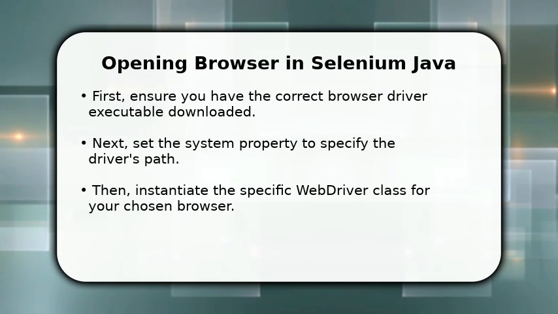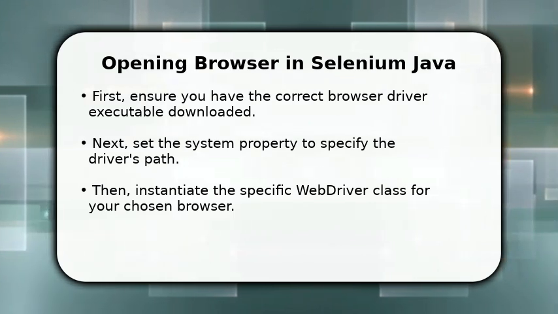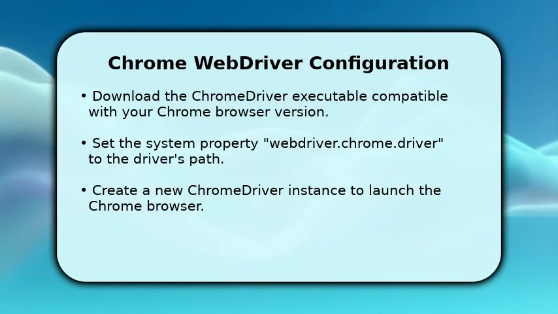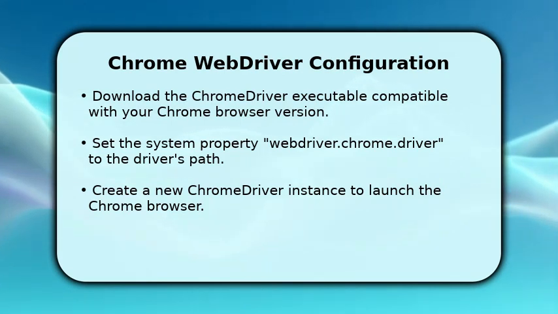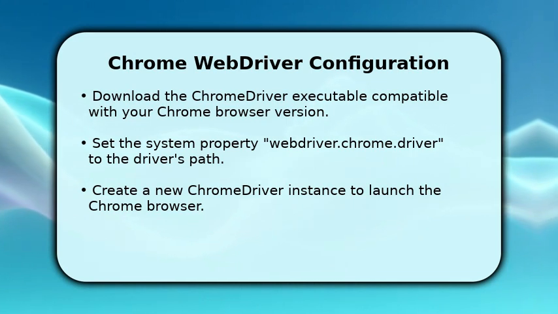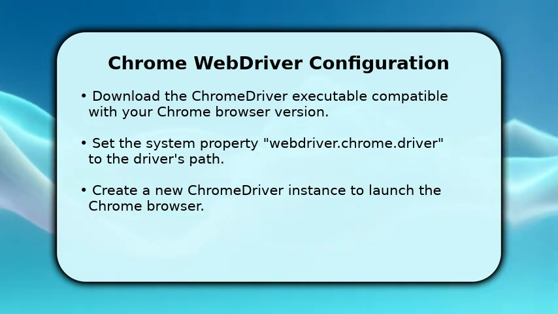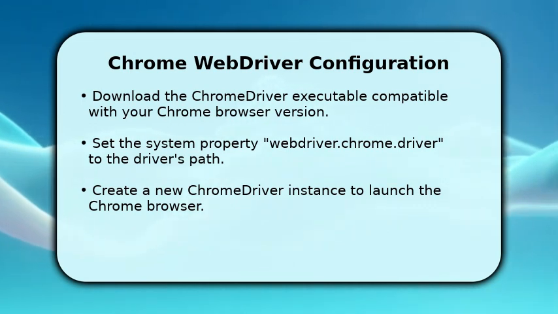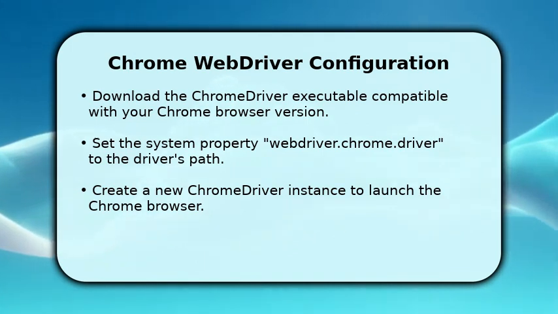After that, we instantiate the WebDriver object, which represents your browser instance. For Chrome, you will first download the ChromeDriver executable from the official Selenium website. Make sure its version aligns with your installed Chrome browser. Next, in your Java code, use System.setProperty("webdriver.chrome.driver", "path/to/chromedriver.exe"). This line establishes the connection.